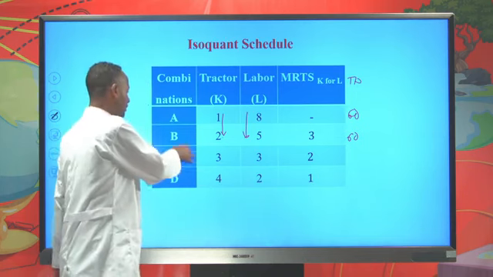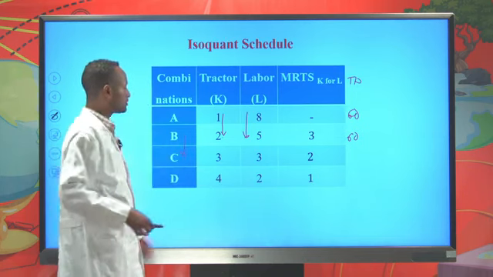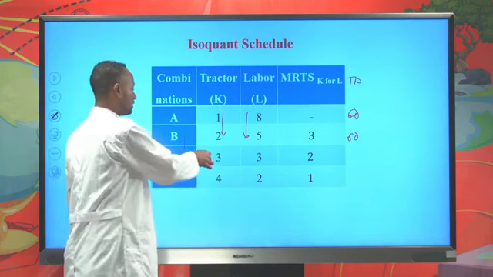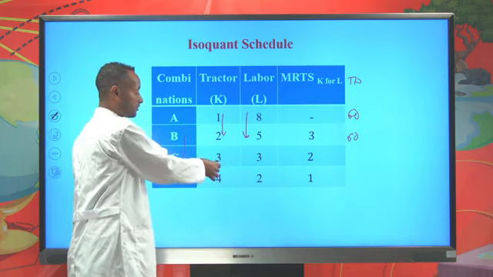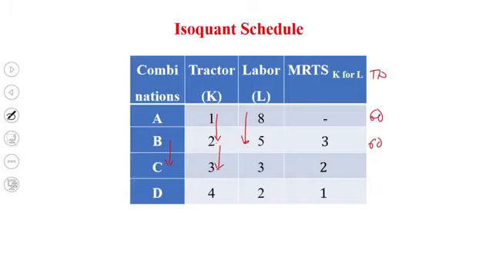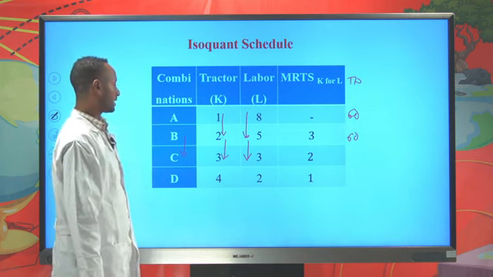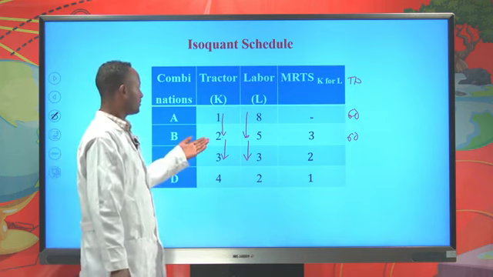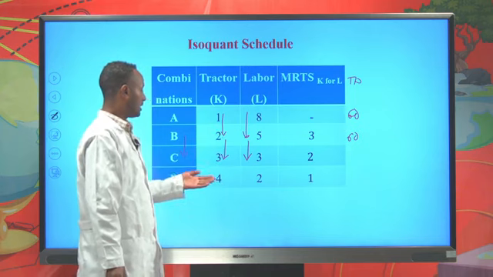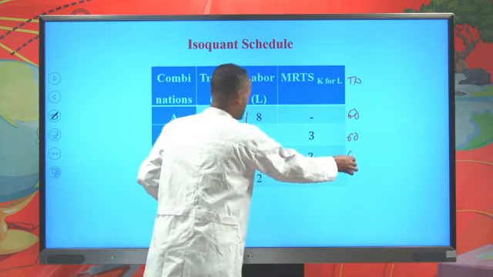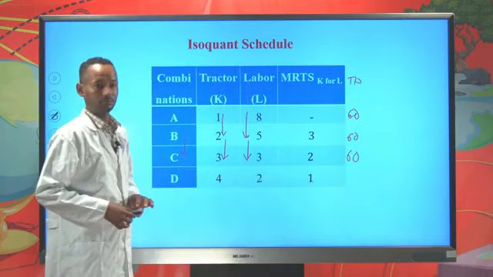Again, when we move from combination B to C, the output that the farmer gets from 2 tractors and 5 labor is equal to the output that he gets from the combination of 3 tractors and 3 labor. As the farmer increases employment of the variable input tractor, he is reducing employment of the variable input labor. So the farmer gets 60 quintal from 2 tractors and 5 labor, and again 60 quintal from 3 tractors and 3 labor.